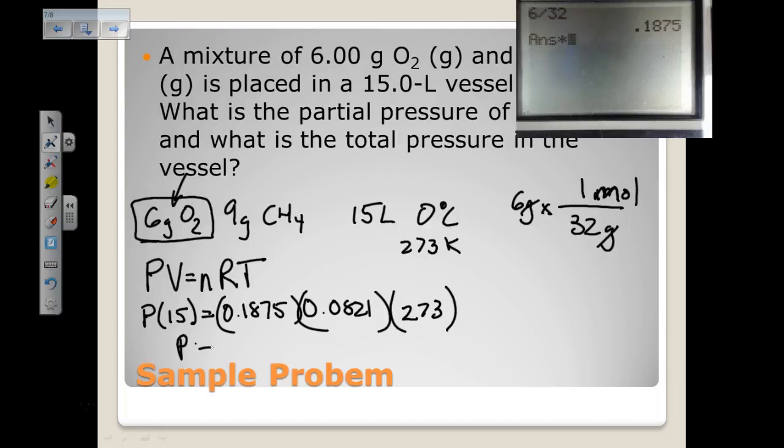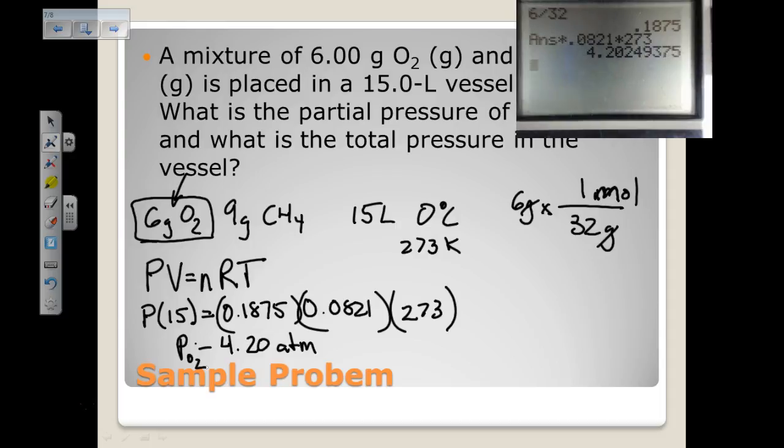So it's that times 0.0821 times 273. And so we get a pressure of 4.20 atmospheres. And that's the pressure of O2.